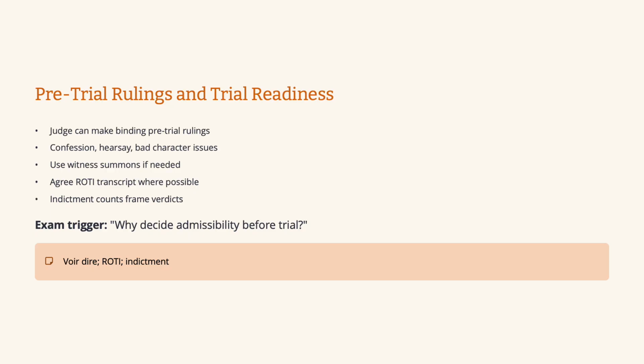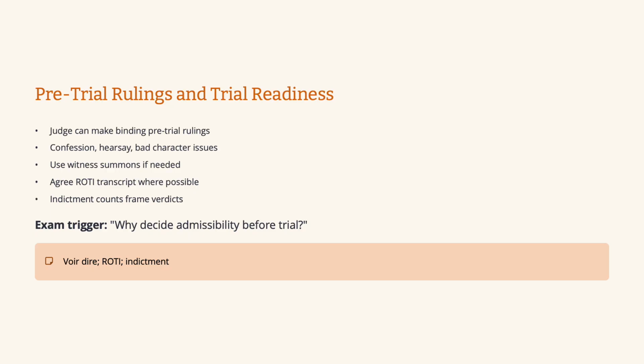So use a witness summons if needed. If a witness is reluctant or might not attend voluntarily, obtain a summons compelling attendance. Agree the record of a taped interview, so that is the ROTI transcript, where possible. If both sides accept the transcript accuracy, the jury can read it rather than listening to hours of audio recording. This saves significant trial time.